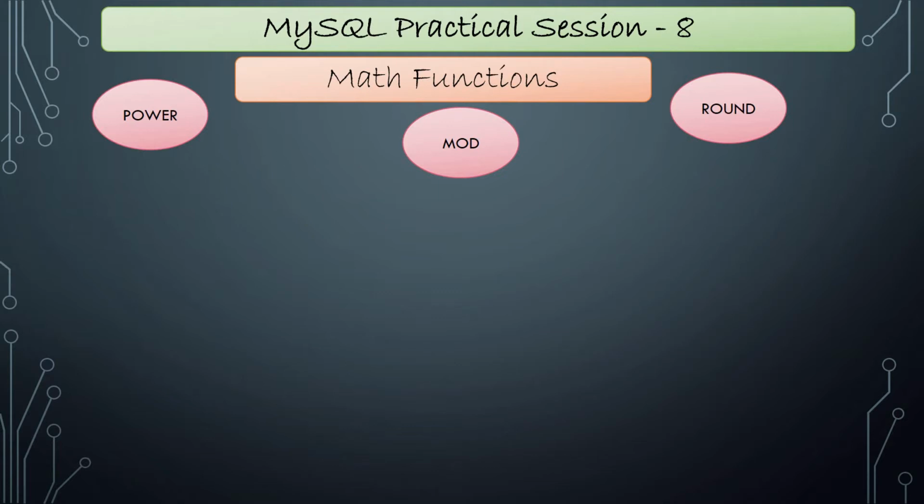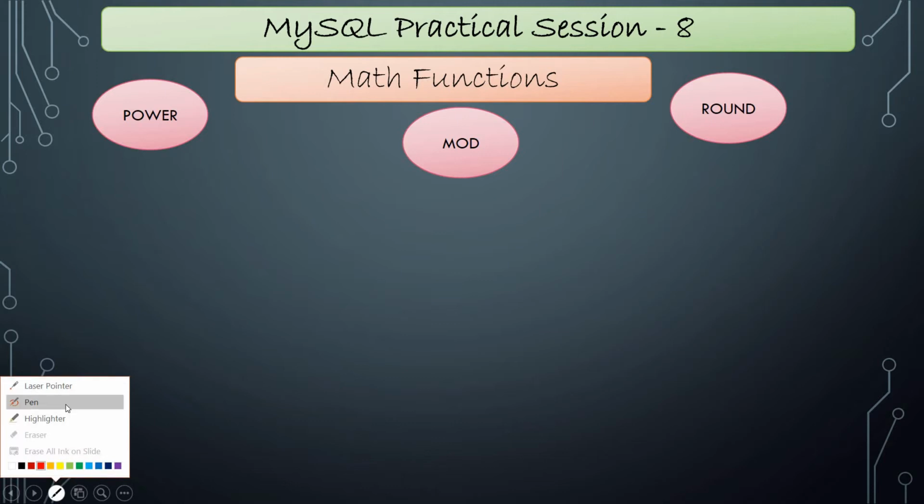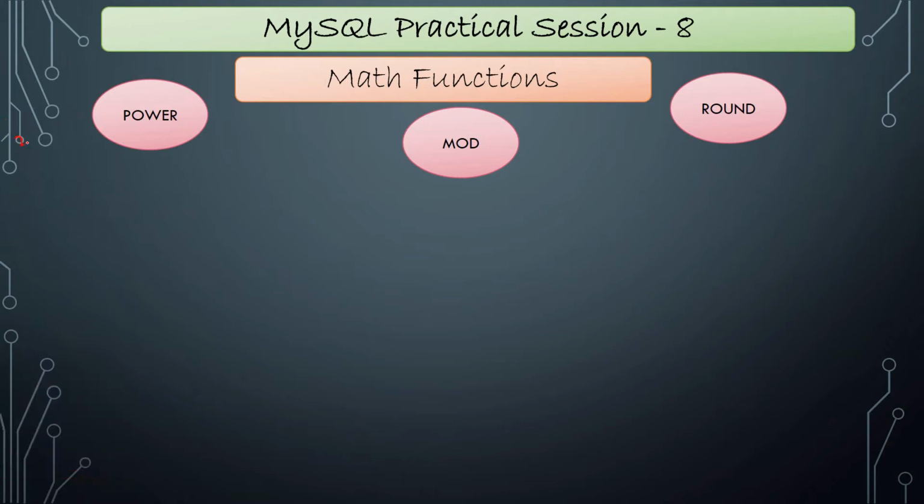First one is power, and as we all know, power means we have to raise a value to some extent. For example, you have 2 to the power 3. That means 2 into 2 into 2, which is the cube of 2, and the value is 8. Now how are we going to do it? By using an SQL function. So the function name is power.